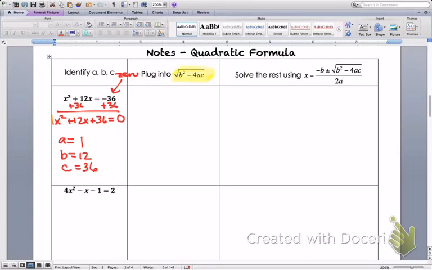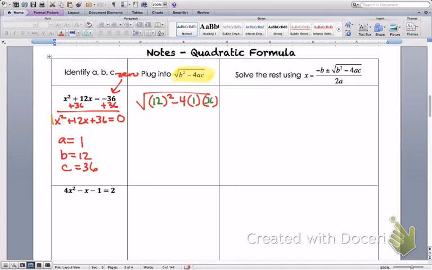Again, this is a discriminant. That's just the name of it. And we're going to go ahead and plug in our values for A, B, and C in the formula b squared minus 4ac. So b squared is 12 squared. And then we have A is 1, so we're going to plug in next to the 4A. And then C goes last, which is 36.